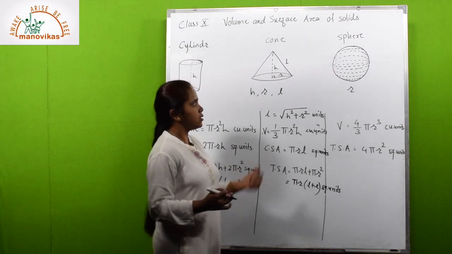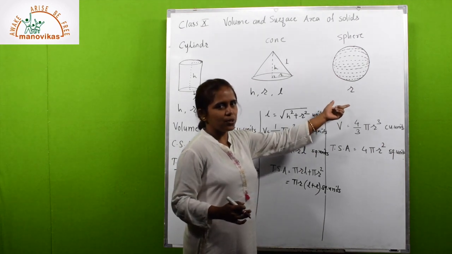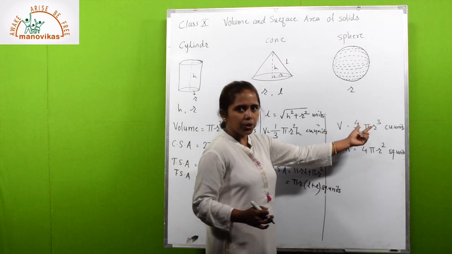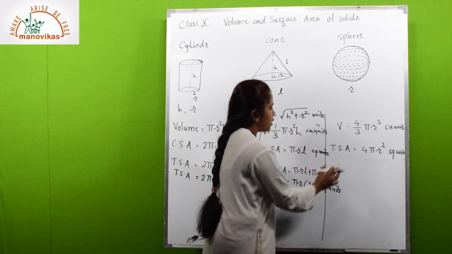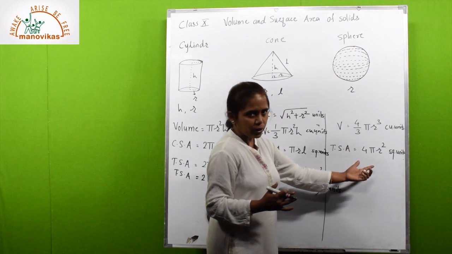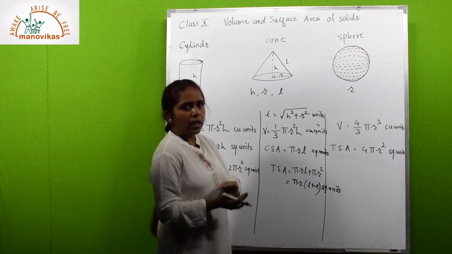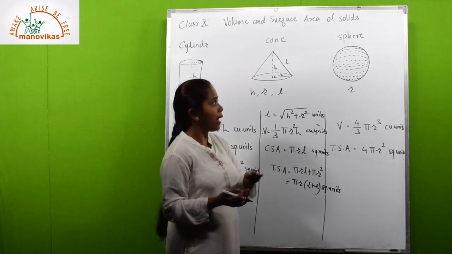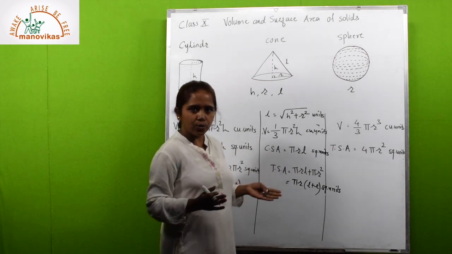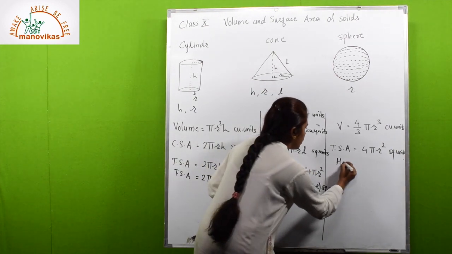Okay. Then next is the sphere. Sphere with a dimension, that is the radius of the sphere r. Then volume will be 4/3 pi r cube, cubic units. Then total surface area or just surface area will be 4 pi r square, square units. Okay. Again, if you cut the sphere by a plane parallel to any one of its diameters, then the sphere is divided into two equal parts. Okay. Then one part is called the hemisphere.